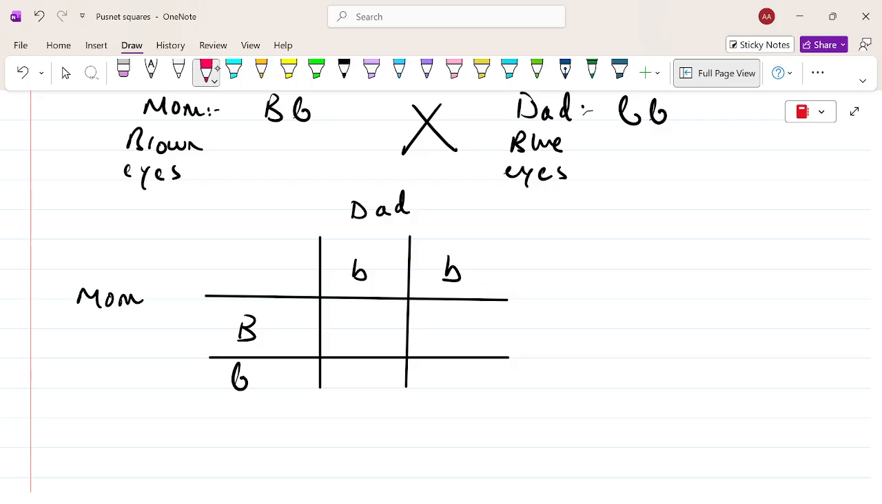Now we're gonna cross multiply and then we're gonna see what we get. So this is gonna be capital B small b. One child is gonna have capital B small b. Another probability of the child having the eyes would be capital B small b. Another one would be small b small b, and the fourth one would be B B.